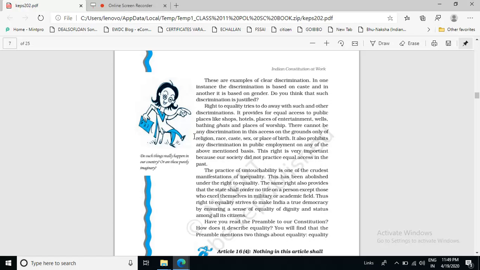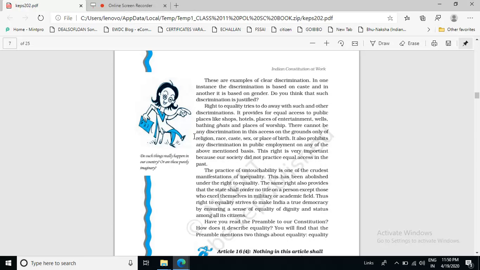But under the Constitution of India, this type of inequality was totally prohibited. Our constitution abolished untouchability. It is also one of the provisions of the Constitution under the right to equality that the state shall confer no title on a person except those who excel themselves in the military or academic field.